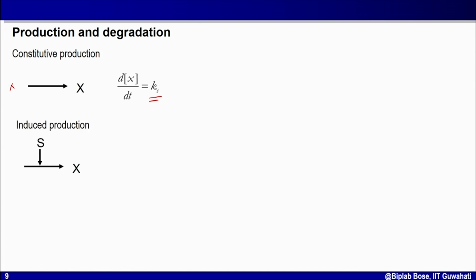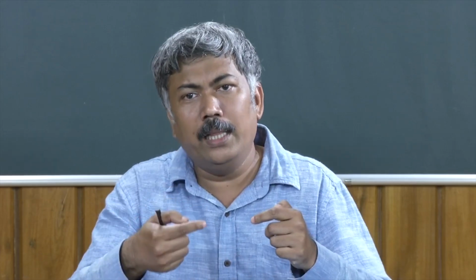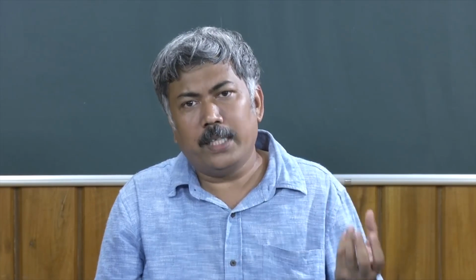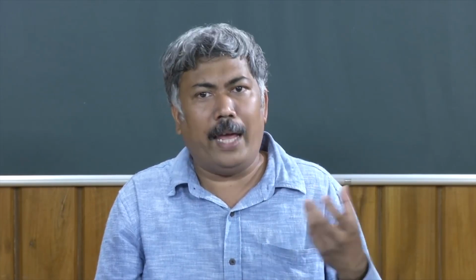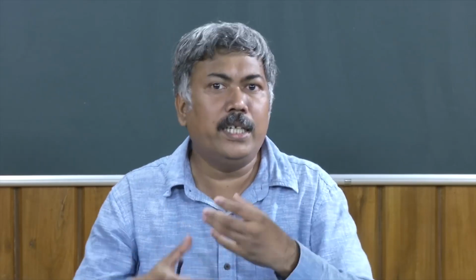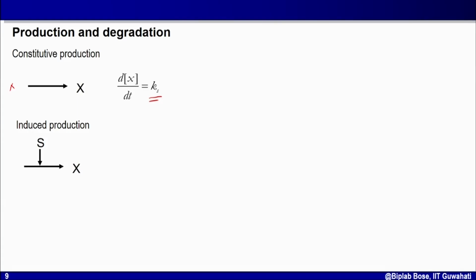Now, suppose the production of X is not constitutive, but a signal S comes and tells the cell that you have to produce X. So it is an inducing thing. For example, you may be growing bacteria having a plasmid carrying a gene of interest under the control of the lac operon. You may add IPTG from outside to induce the lac operon for production of the gene product. So in this case, IPTG is the signal given to bacteria that it has to produce that gene product. So I have represented it graphically here. S is the signal that comes and it tells the cell to produce X.